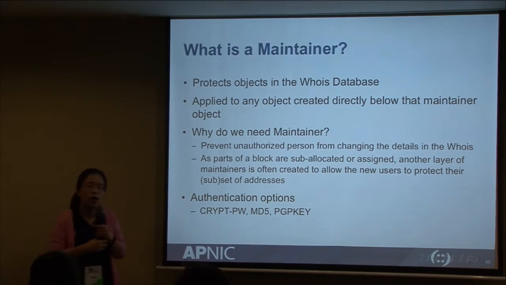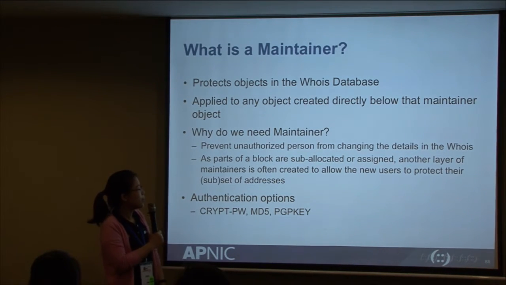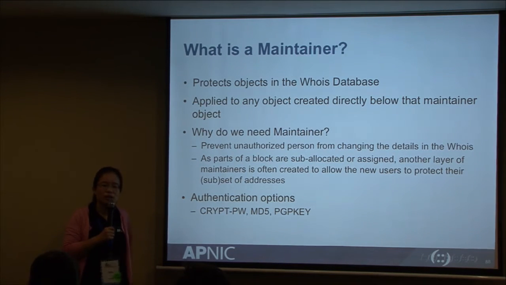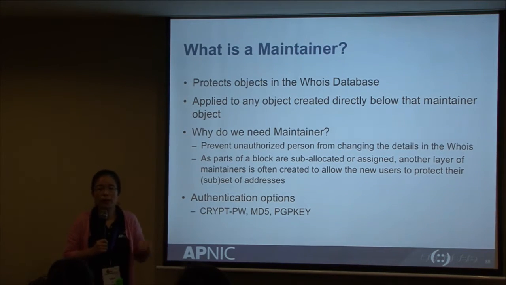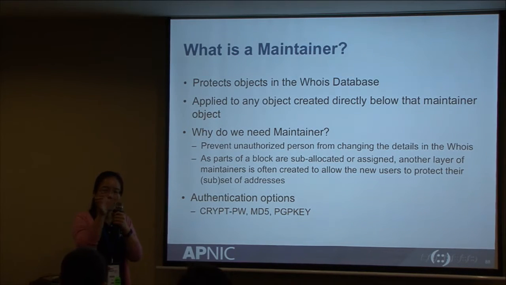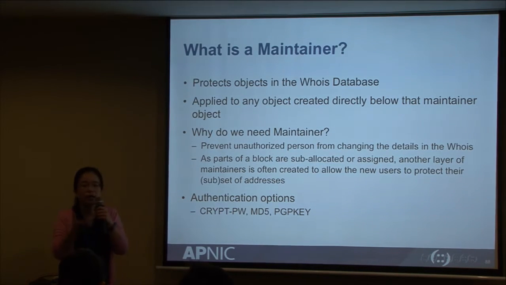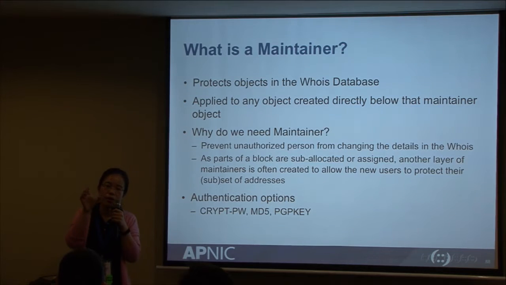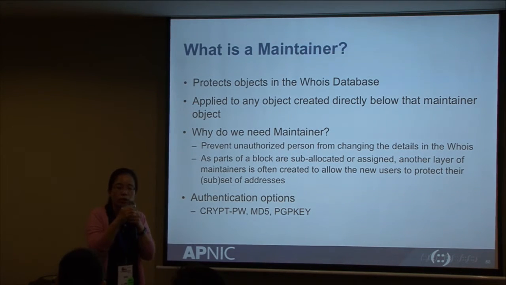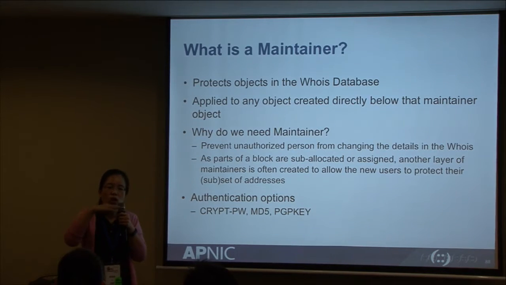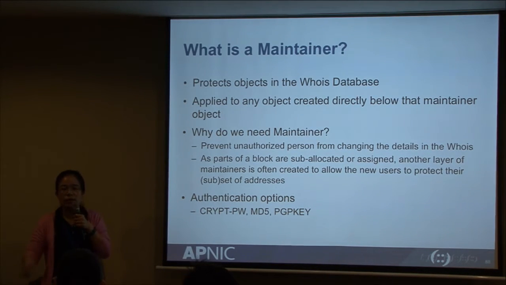Maintainer is an important object in the APNIC Whois database. When you come to APNIC and become one of our members and get one block of addresses, we will create a maintainer for you. But the resource, the /22 that APNIC delegated to you, is maintained by APNIC. With your maintainer, you can change the information related to your resources, but for the /22 you cannot change the block. You can change the contact information, who the contact person is.